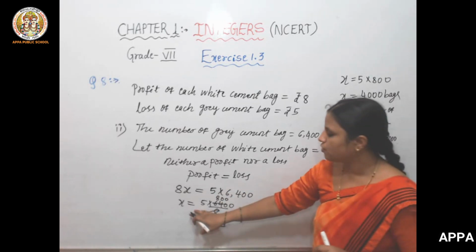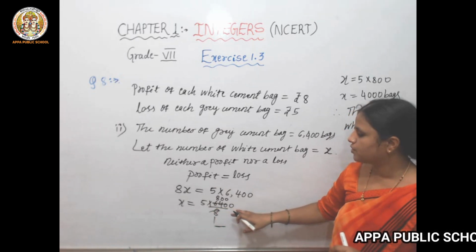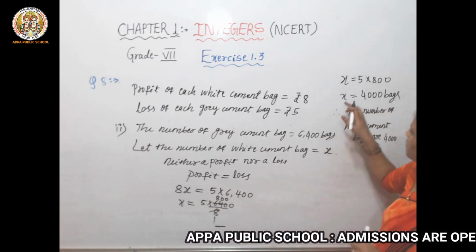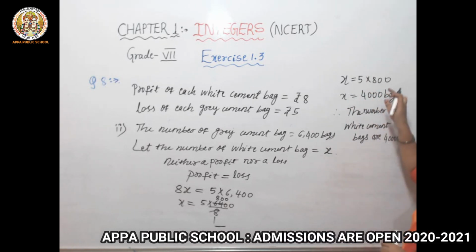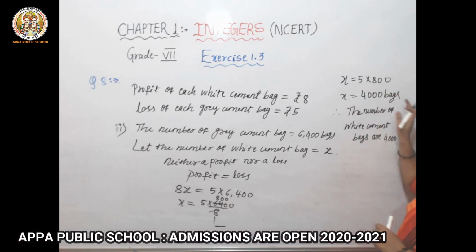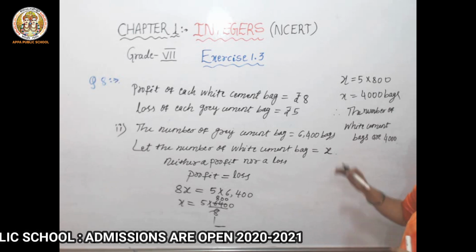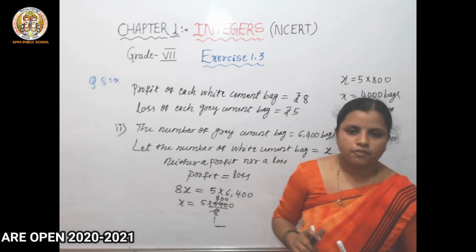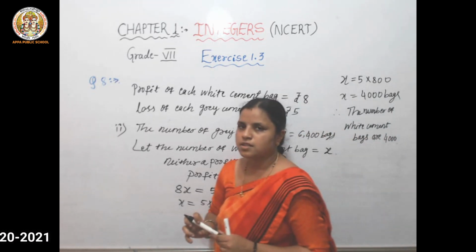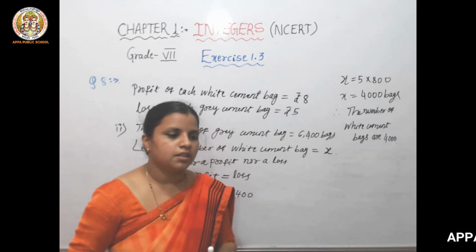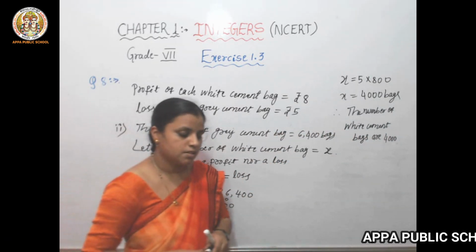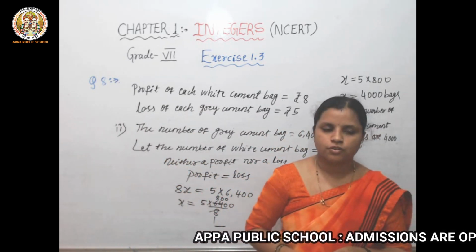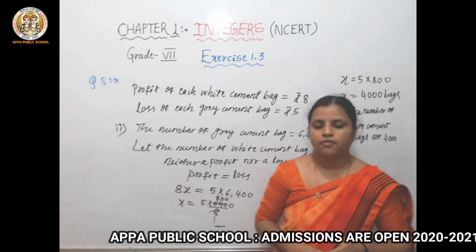So x equals 5 into 6,400 divided by 8. 8 ones are 8, so x equals 5 into 800, and x equals 4,000 bags. So there are 4,000 bags. With this we completed exercise 1.3. In the next session we will start exercise 1.4. Okay, have a nice day.